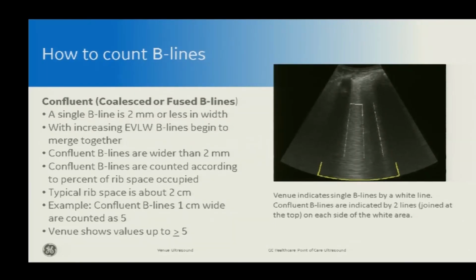Now if you look on the right-hand side, you'll see a couple of different indicators. On the far right, you see a single B-line, and that's indicated by 1 solid line streak. On the left-hand side, you'll see that there are 2 lines on either side of a white area, and they're joined together at the top, kind of like an upside-down cup or glass. And this is indicating the width of confluent or fused B-lines. So in this case, we're not looking at 2 B-lines, rather we're looking at greater than 5 B-lines.